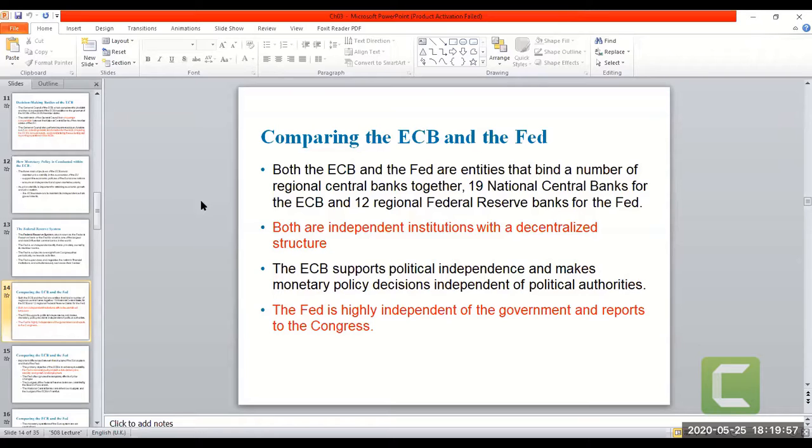There is no direct political influence from authorities. In the case of Fed, Fed is highly independent of government and reports to Congress. The Fed, the American Federal Reserve, is independent from political authorities, independent from political influence and physical influence because it directly reports to the Congress.